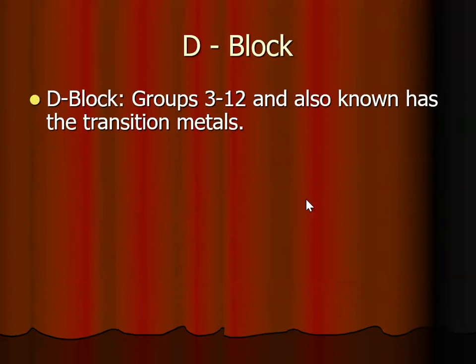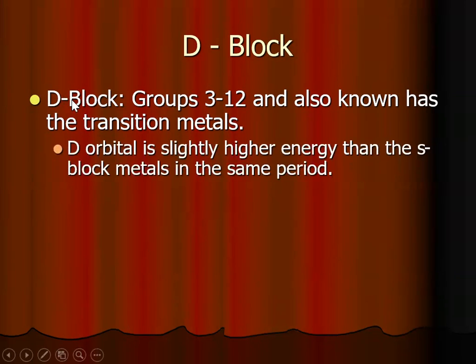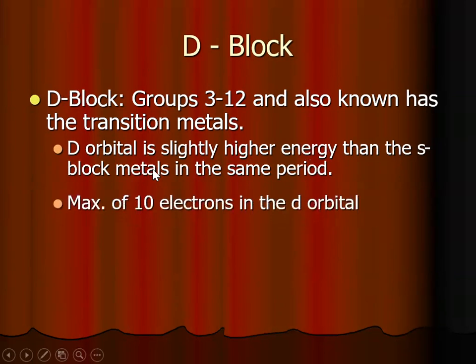So those are the first two groups. The next thing we're talking about is the d block. Groups 3 through 12 are the transition metals. This is review. They have slightly higher energy than the s block metals of the same period.